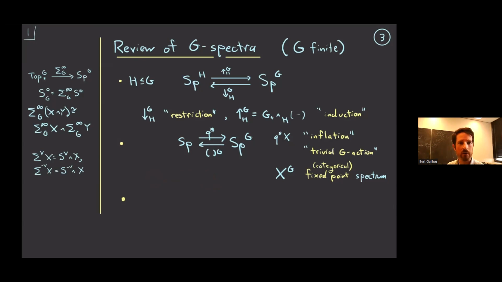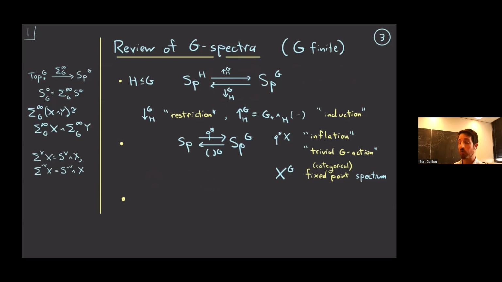So I see a question in the chat: induction is the left adjoint. Yes, it also happens to be the right adjoint in this case. This is kind of a funny situation. So yeah, it is both left and right adjoint, which turns out to be super useful. This is something called the Wirthmüller isomorphism. It says that it's adjoint in both directions.